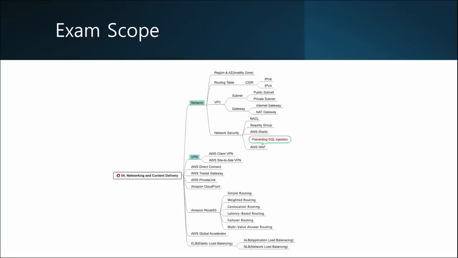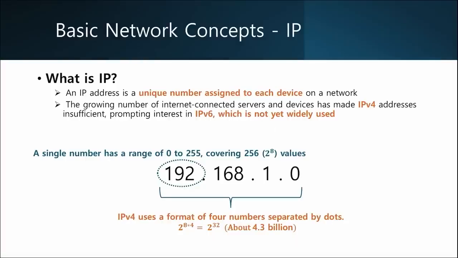Let's learn about the basics of networking and basic network AWS services, and then we will go into the security part, the connection part for networking, and then the DNS server and content delivery. Before looking into AWS network services, let's first look at basic network concepts.